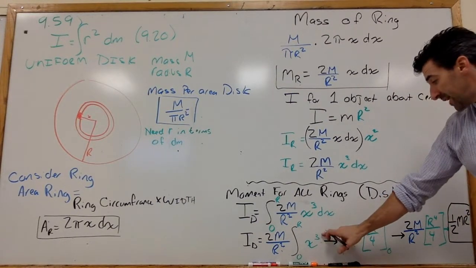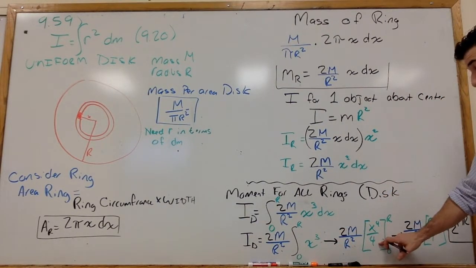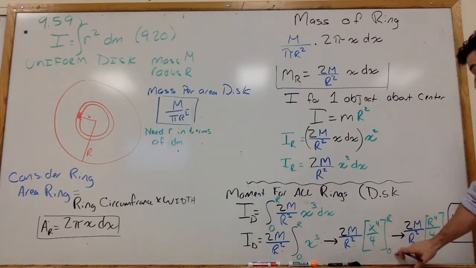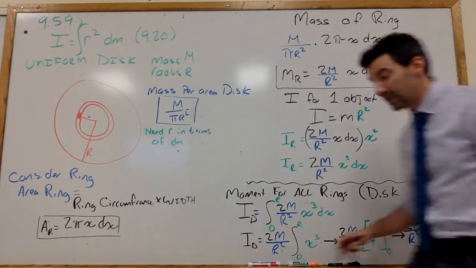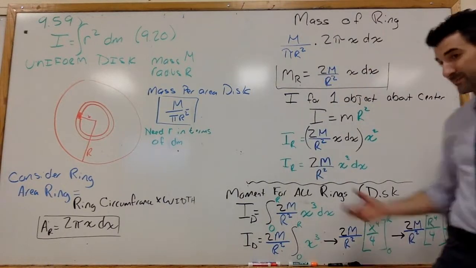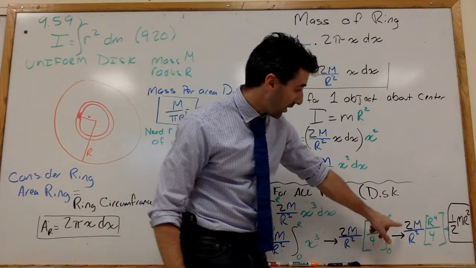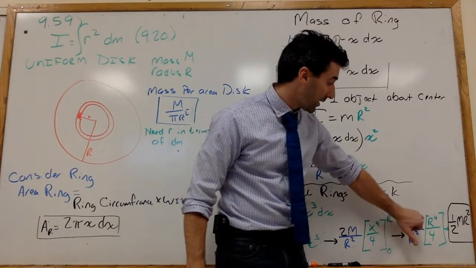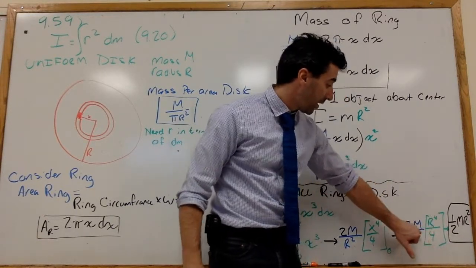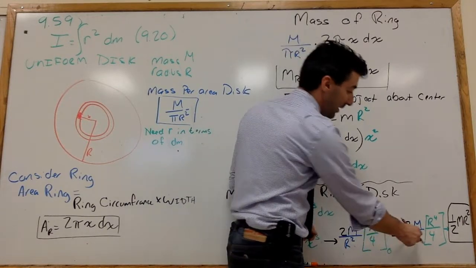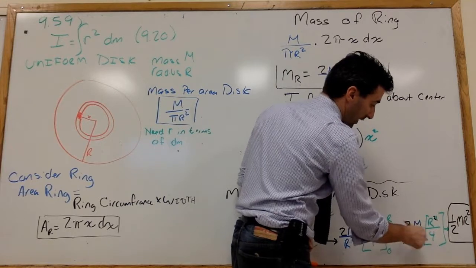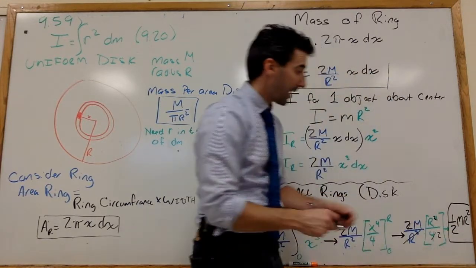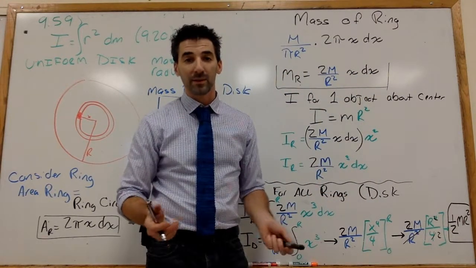The antiderivative of x cubed is x to the fourth over 4. At 0, that's 0, so all of that zeroes out. At R, I have 2M over R squared times R to the fourth over 4. My R squared cancels with the R to the fourth to get R squared. That cancels, gets me a 2, and I'm left with 1/2 M R squared.